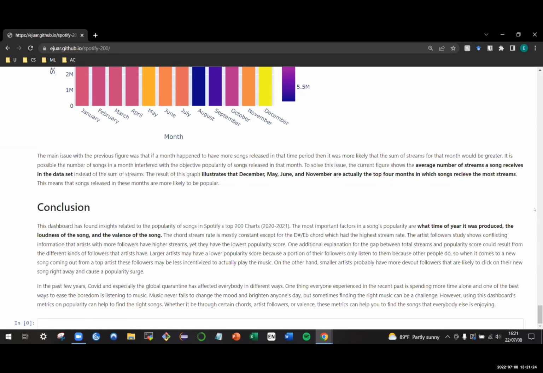Whether it be through certain chords, artist followers, or valence, these metrics can help you find the songs that everybody else is enjoying. Thank you for listening.